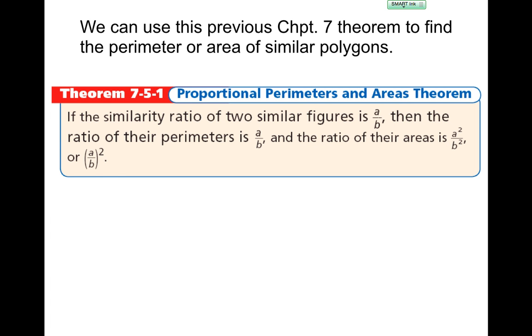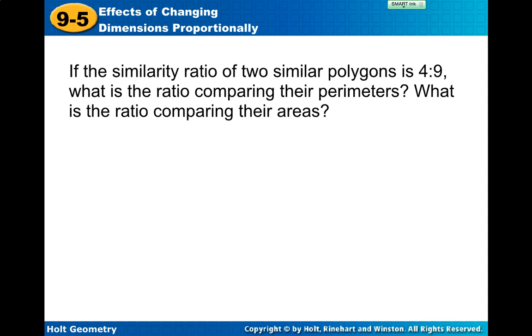We also looked at the one dimension thing. This chapter was making similar figures, so it was always twice as big all the way around. You didn't just change one dimension. But what we can do then is go back to what we had in that chapter. So if our similarity ratio is 4 to 9, what's the ratio that compares their areas?